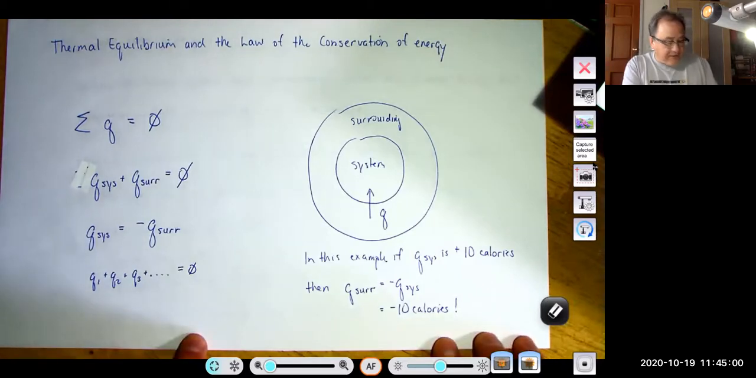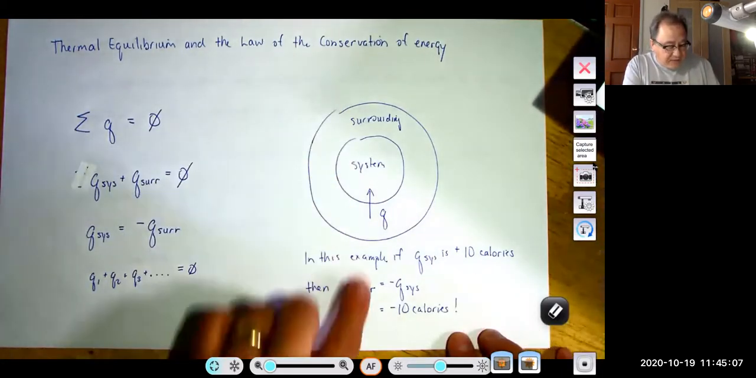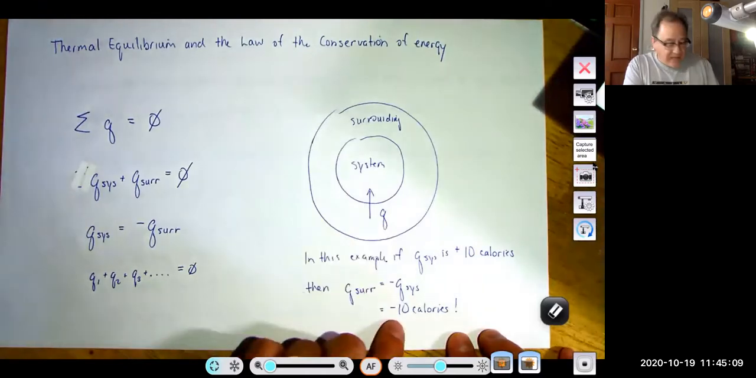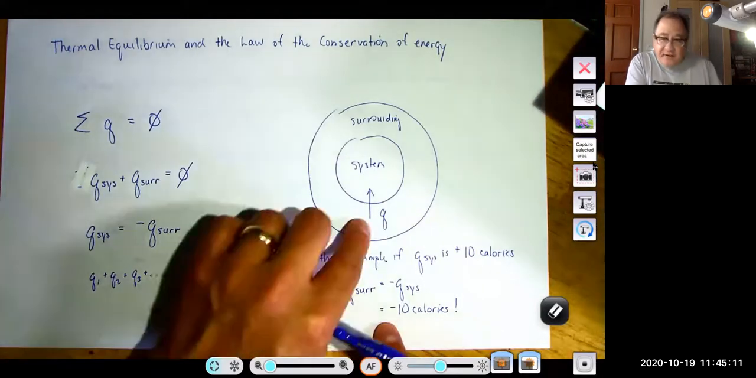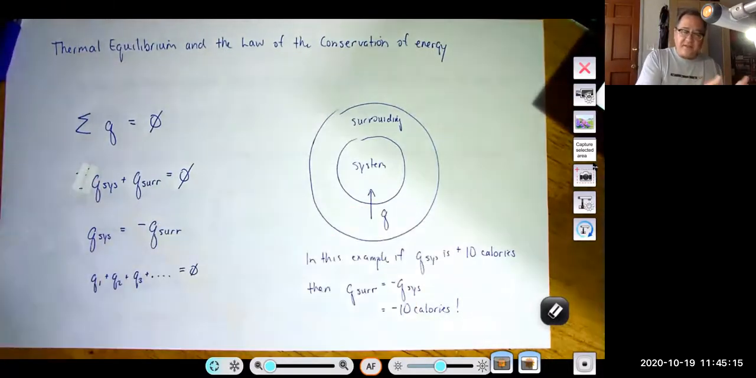So this is another example where it shows you that the amount of energy flowing into the system is plus 10 calories, then the amount leaving the surroundings has to be minus 10. How do we know it's energy leaving the surroundings? Because it's a negative value. Positive means it's going in, absorbed. Negative means it's leaving.